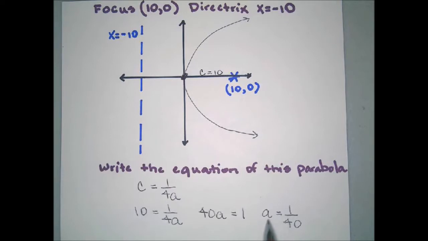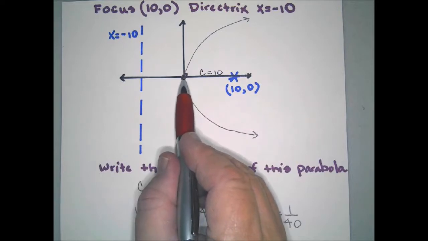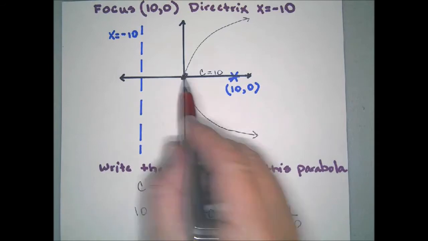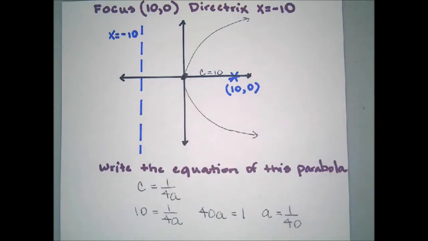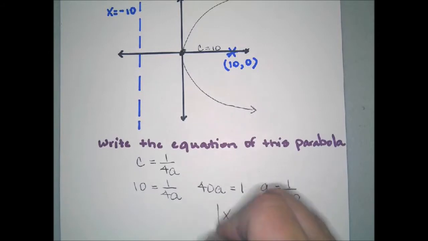And that's really all I need to know the leading coefficient of the parabola, because I know the vertex hasn't been translated. So the vertex is sitting there at 0, 0. So the parabola is going to have as its equation x equals 1/40 y squared. And that's the equation of this parabola.